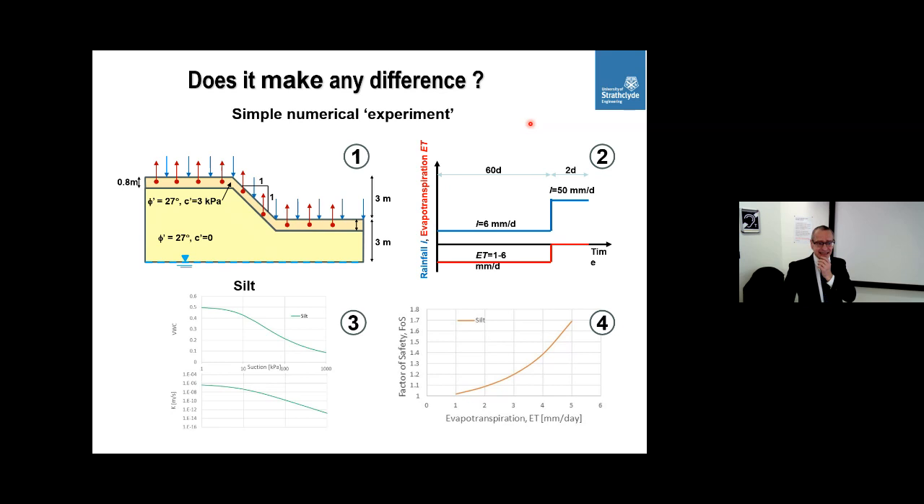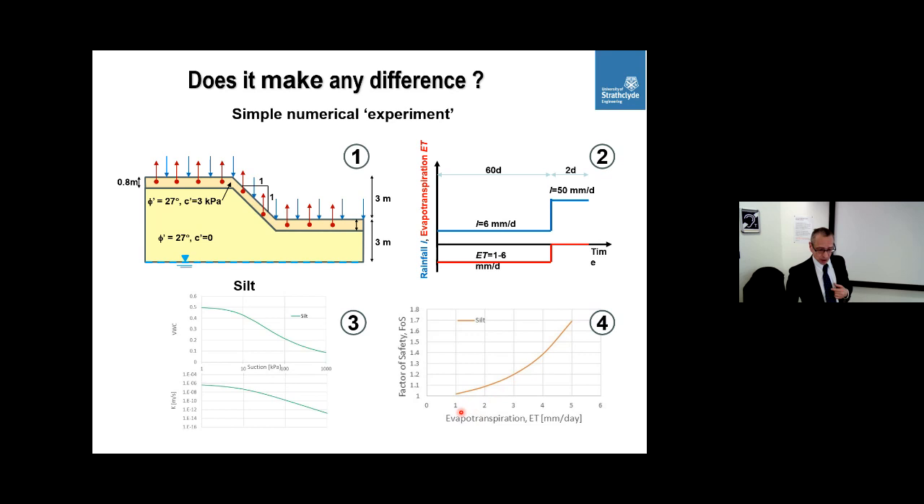So now let's consider a very, very simple exercise. You have a slope made of silt, you have a water retention curve, you have a hydraulic conductivity, and I'm applying that boundary condition. I'm applying a period of antecedent rainfall of 6 millimeters per day, and then high intensity rainfall. And I'm applying at the same time in the previous period an evapotranspiration that is changing. Could be 1 millimeter per day, very low, or very high, 6 millimeters per day. And for those different values of antecedent evapotranspiration, I'm calculating the factor of safety.